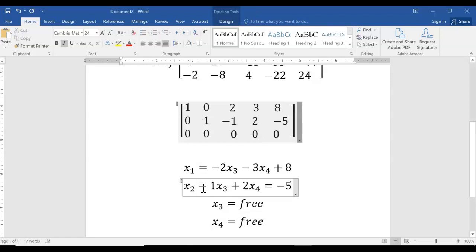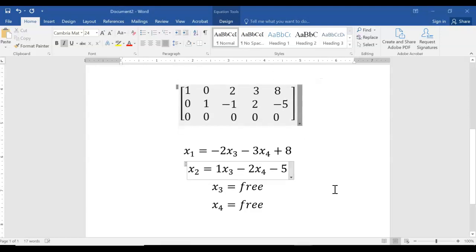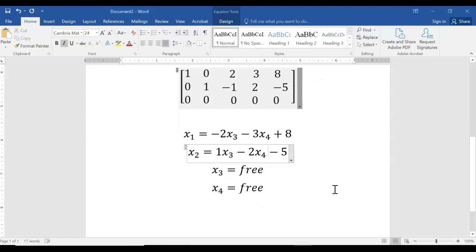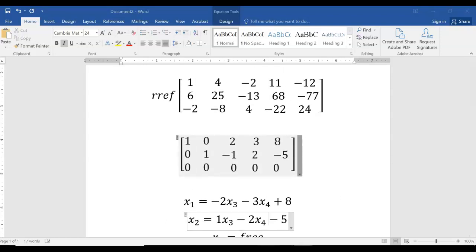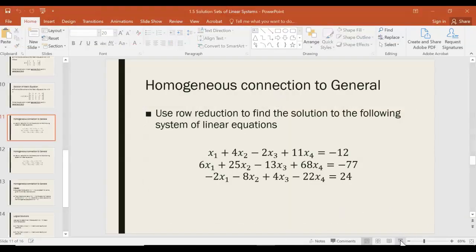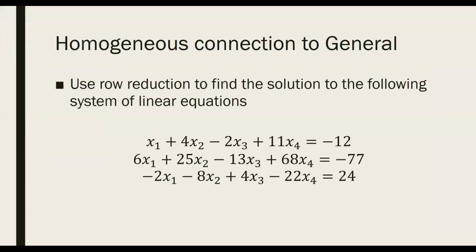The same thing with that second equation. If we add 1x3 and subtract 2x4 from both sides of the equation, what we're going to end up with is 1x3 minus 2x4 minus 5. All right? Now you'll quickly notice, and that is the general form. I'll talk about the parametric form in just a second.